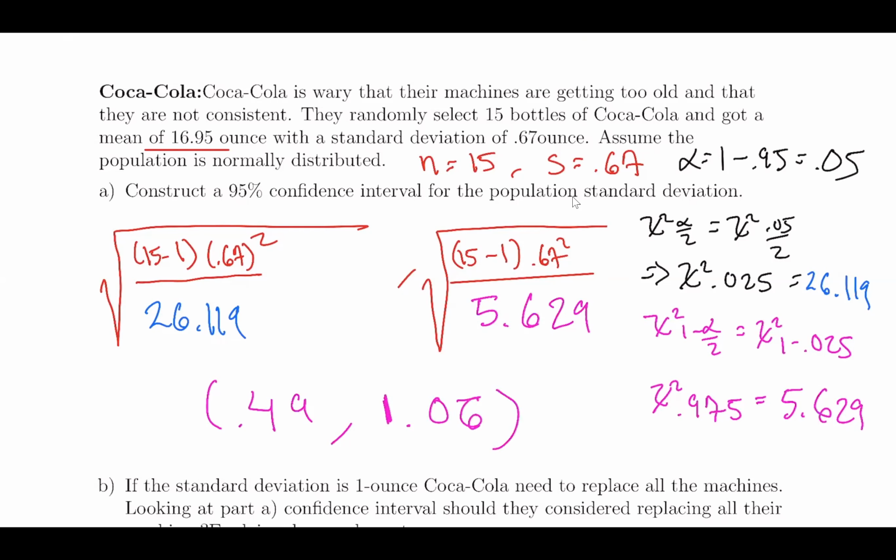So that's our confidence interval for the standard deviation. The confidence interval for the standard deviation could be anywhere between 0.49 all the way to 1.06. Any question in regard to how I found the confidence interval?